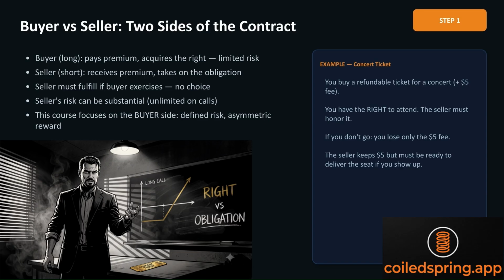The seller, also called the short side, is on the other end of that trade. They receive the premium. That money goes directly into their account. But in exchange, they take on an obligation. If the buyer decides to exercise their right, the seller has no choice. They must deliver. This creates a fundamental imbalance in risk. The buyer's maximum loss is fixed and known from day one. The seller's potential loss, especially on call options, can be substantial. In theory, unlimited, because there's no ceiling on how high a stock price can go.